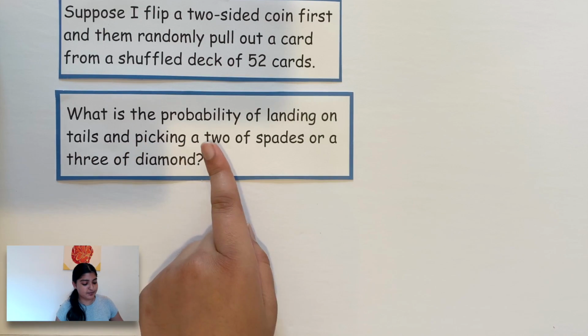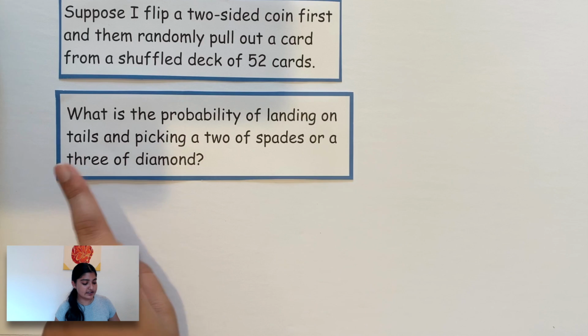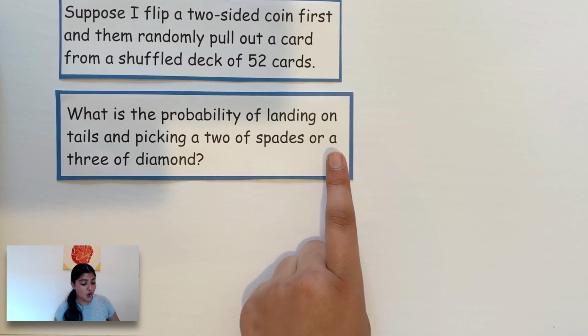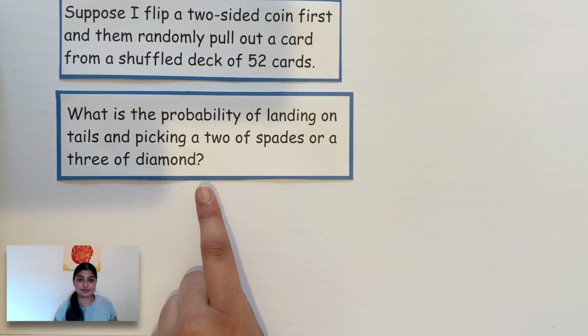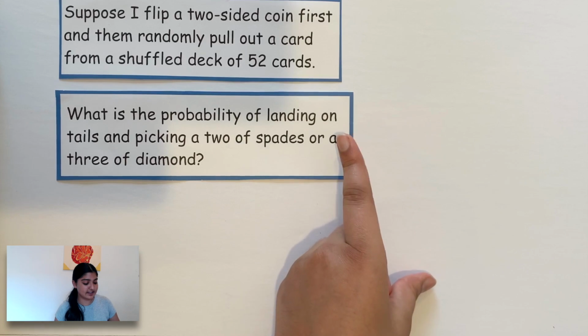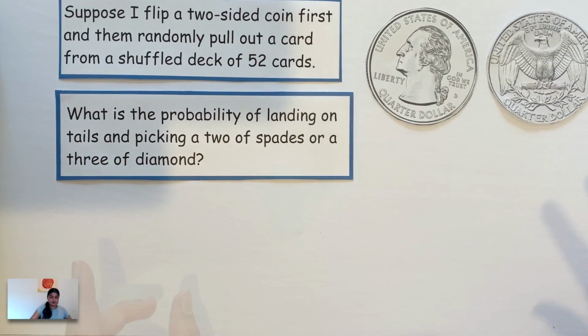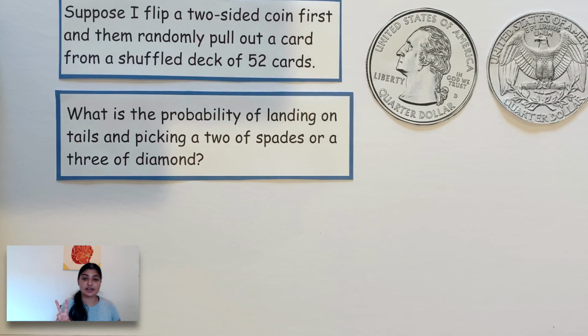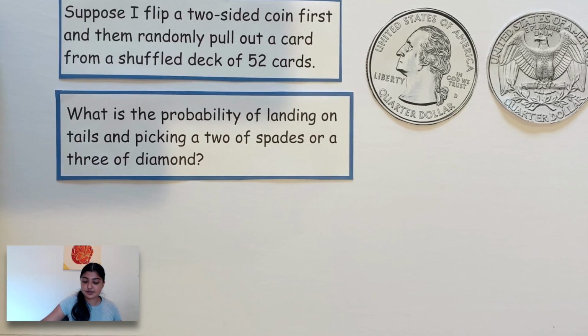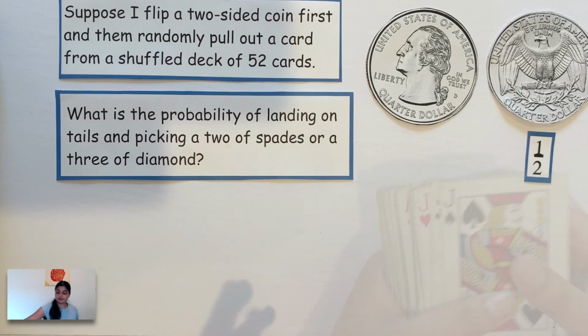What is the probability of landing on tails and picking a 2 of spades or a 3 of diamonds? Now let's start by finding the probability of landing on tails. There's 2 sides of the coin that I could land on, but we want to land on the tails. So again, the probability would be 1/2. Now let's move on to the cards.